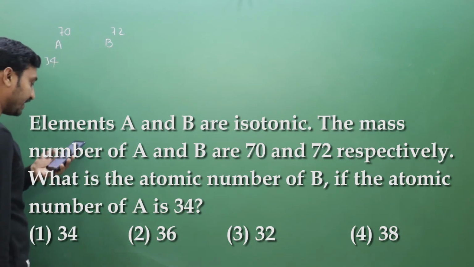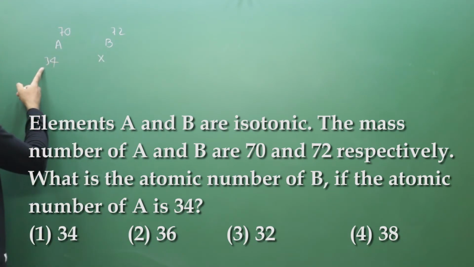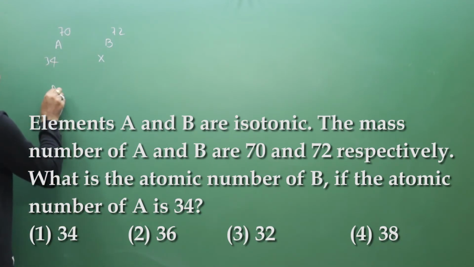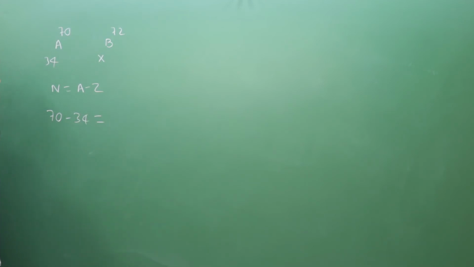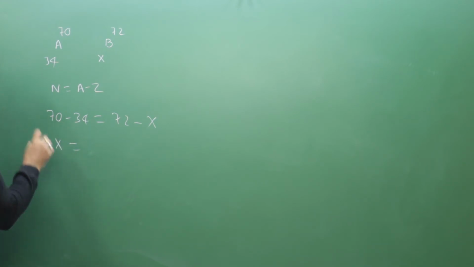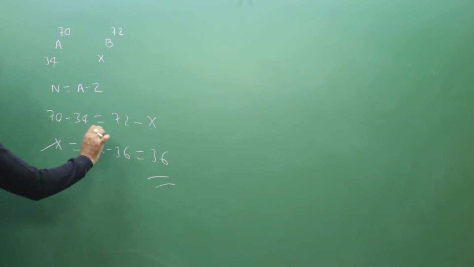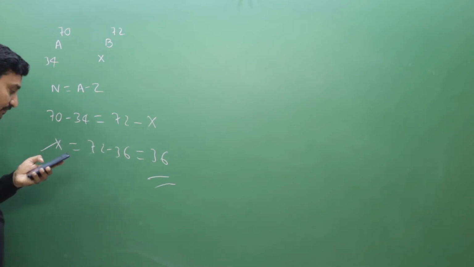Now what do we have to find? The atomic number of B. Let's say the atomic number of B is X. This is the mass number, this is the atomic number. You know the formula for neutrons? Mass number minus atomic number, right? Number of neutrons is equal to A minus Z. So here A value 70 minus Z value 34 is equal to A value 72 minus Z value X. So X equals 70 minus 34, 36, right? So 72 minus 36 is equal to 36. Hence the atomic number of B is 36. Got it? So option 2 is the right answer.